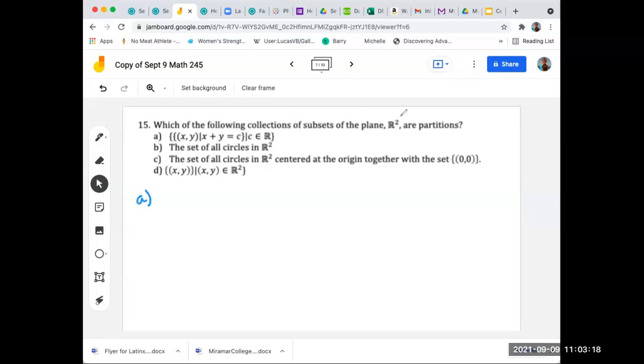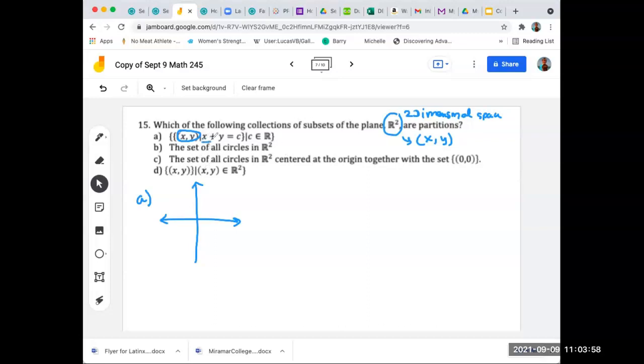So our universe is R squared. This is 2-dimensional space, which means the members of that set are coordinate points, X, Y, and you're thinking that you're drawing them on an XY axis in 2 dimensions. So a typical member of the sets in my partition is a coordinate point where X and Y are real numbers, okay?